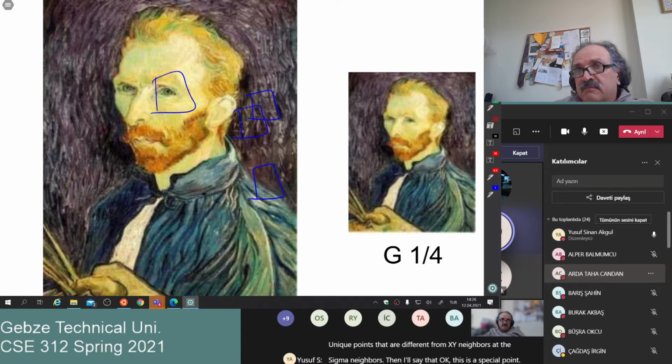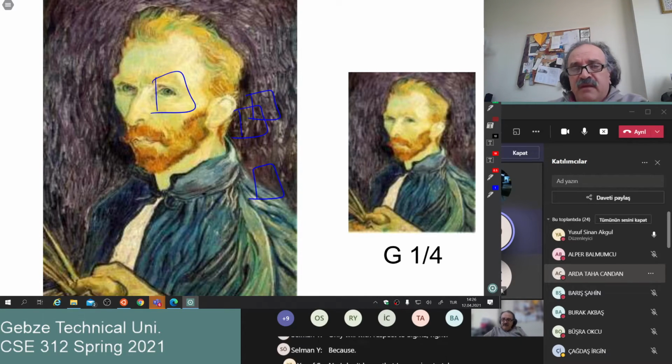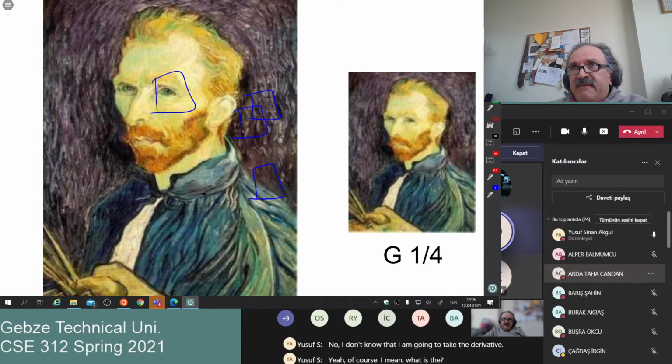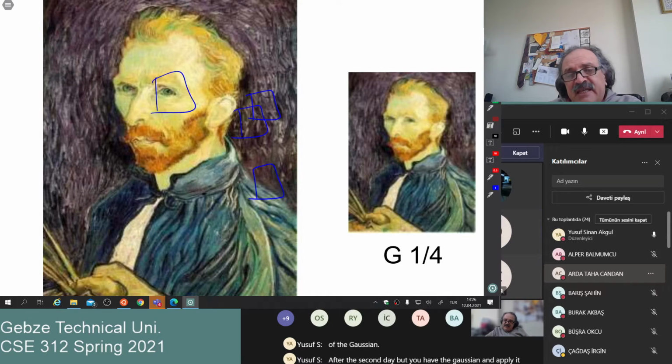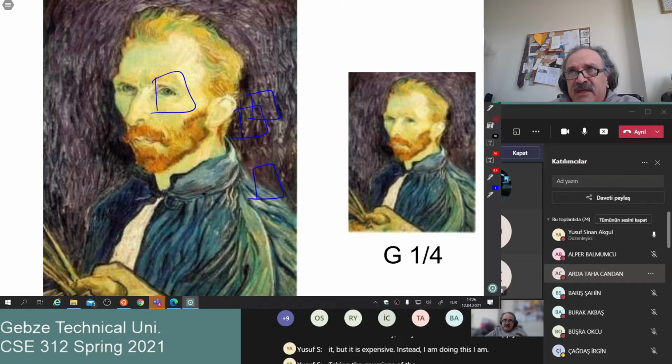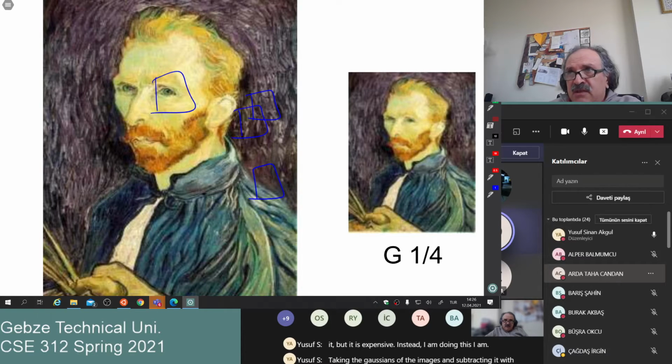We are only taking the derivative with respect to sigma, right? No. I am trying to do the Laplacian of the Gaussian. That is the second derivative of the Gaussian. But that is expensive. Instead, I am taking the Gaussians of the images and subtracting them from each other. So it's a special kind of derivative.